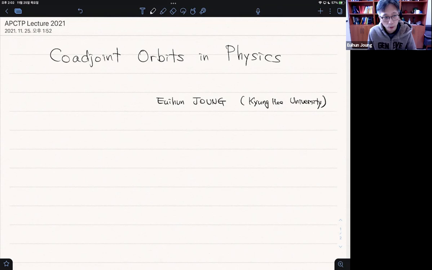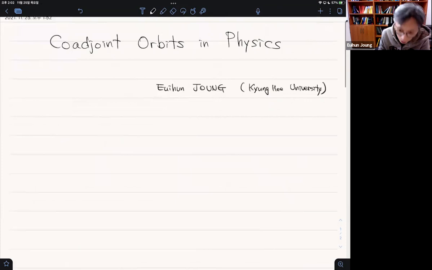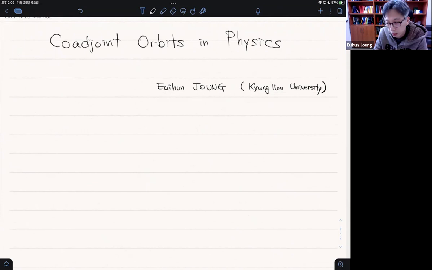We all know that. But one thing which is relatively less understood or less appreciated is the relevance of coadjoint orbits of Lie groups in physics. In fact, I don't yet know even the limitations or the scope of coadjoint orbits in physics, so I cannot cover too many things. I will cover something that I know and something that I'm exploring and investigating now. So, coadjoint orbits are important.